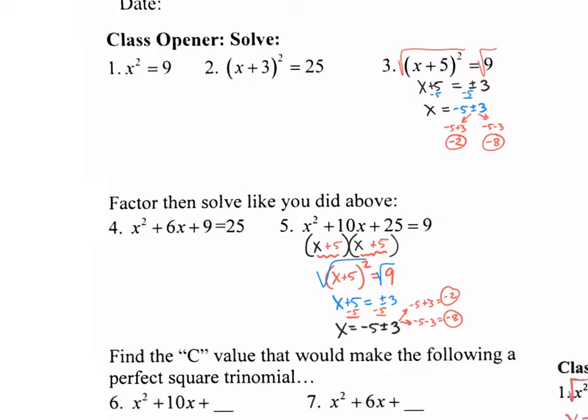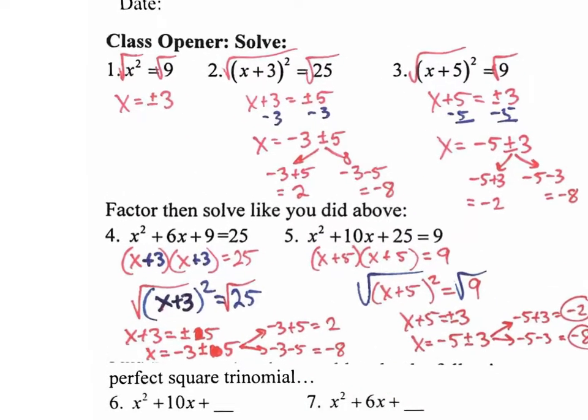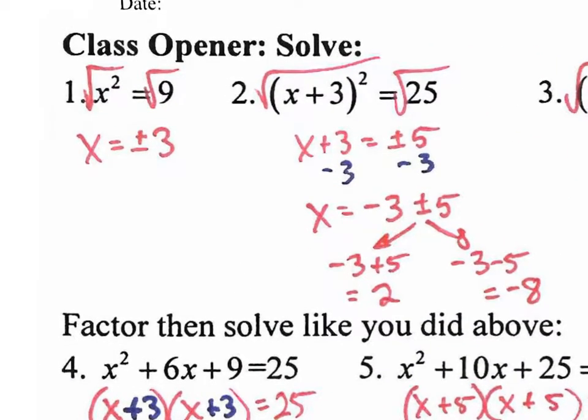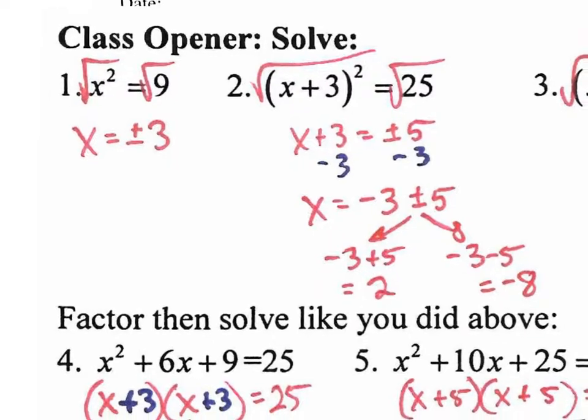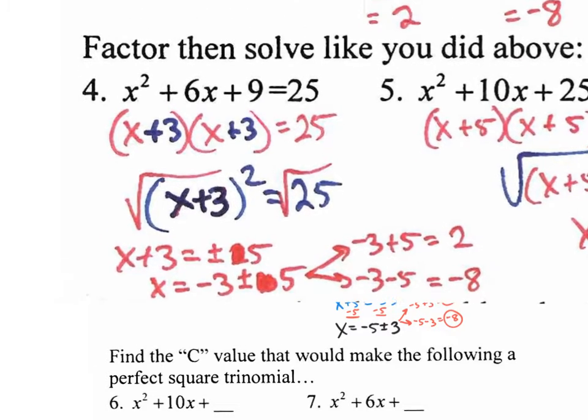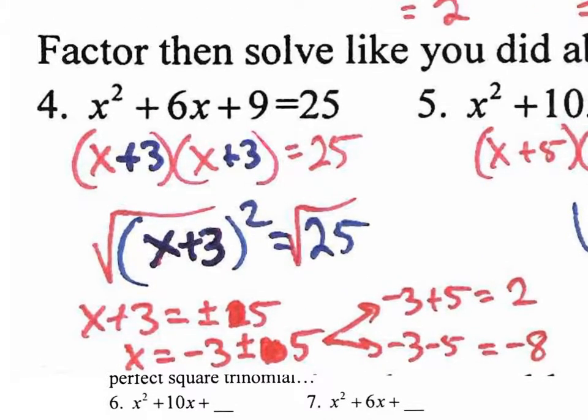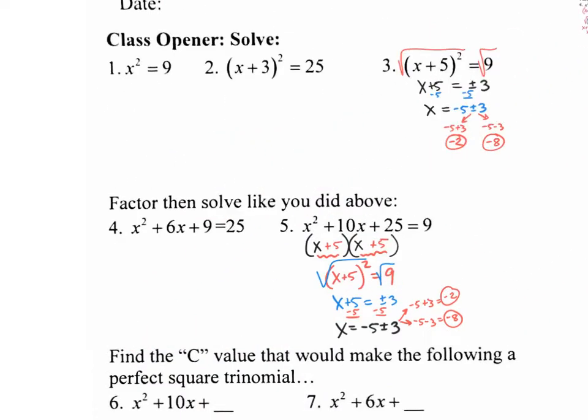Okay, so for the sake of time, here are the answers to number 1 and 2. Should have gotten plus or minus 3. Should have gotten a positive 2 and a negative 8. So if you need more time on this slide, you could hit pause on the video from home and watch this. Number 4 should have been the answers positive 2 and negative 8. Okay, so I hope you guys got that right. Let's move on to the next part of this opener.